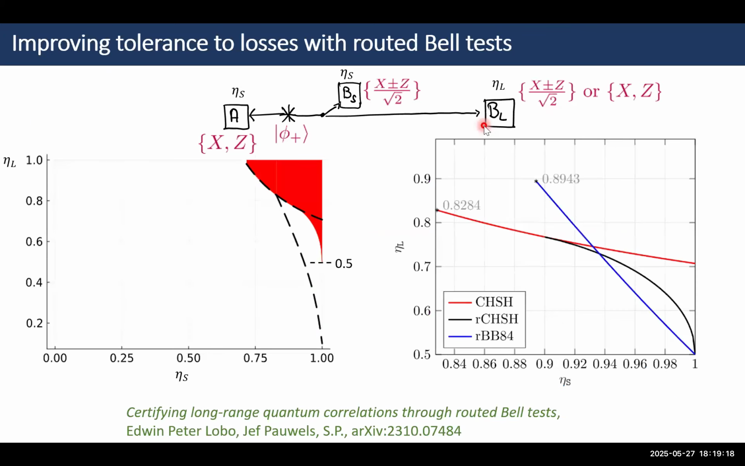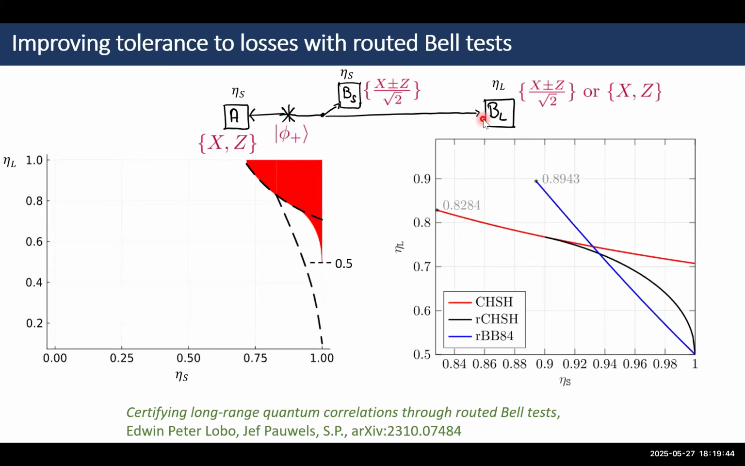So we look at some specific case. We look at an ideal situation again, where you have the phi plus state produced in the middle, Alice does the sigma z measurement, and in the short path Bob does this x plus minus z measurement. So ideally we get 2 square root of 2 in the middle. But now we will take into account the fact that we have losses. So this CHSH value will go down.